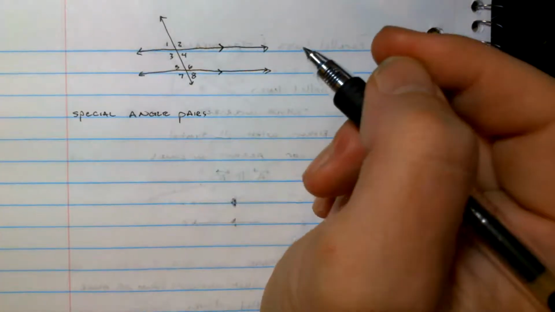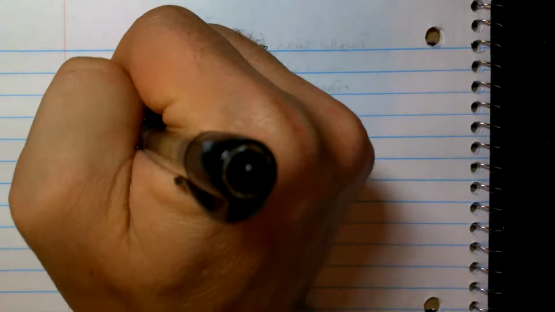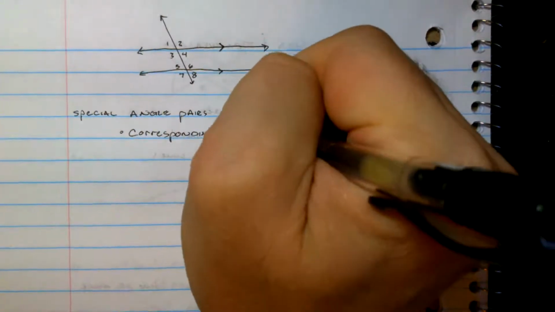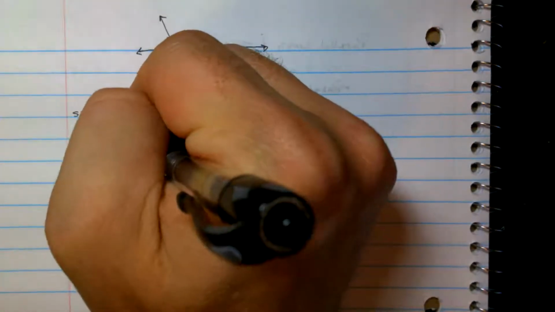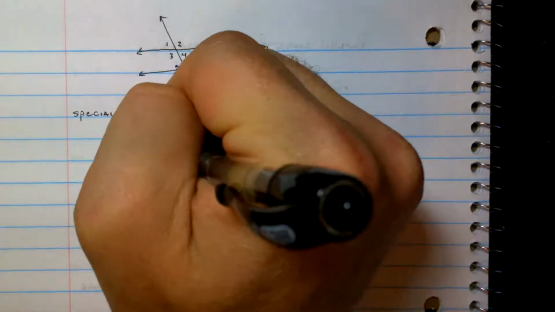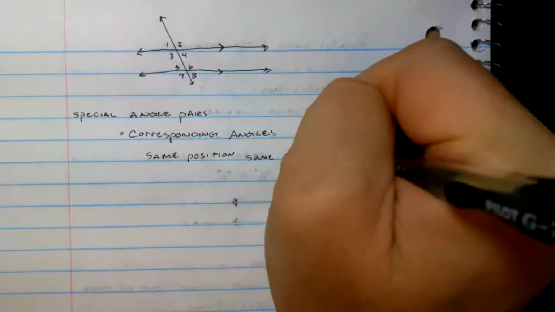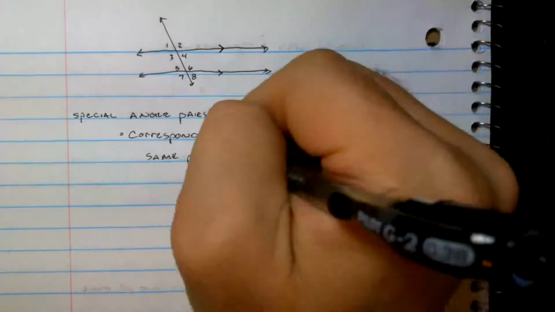Okay, so corresponding would be the first one. All right, corresponding angles. They are the same position, same orientation. All right. So what does that mean?